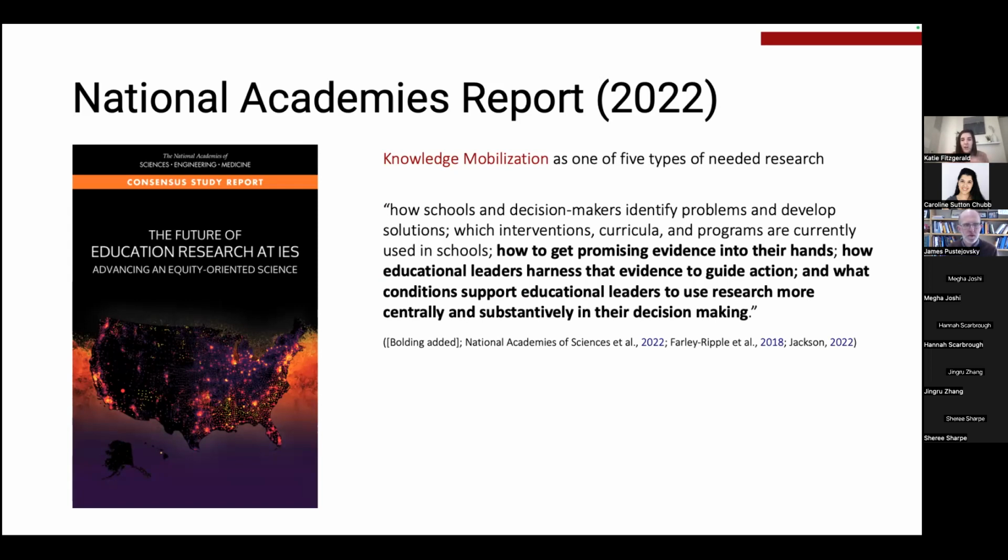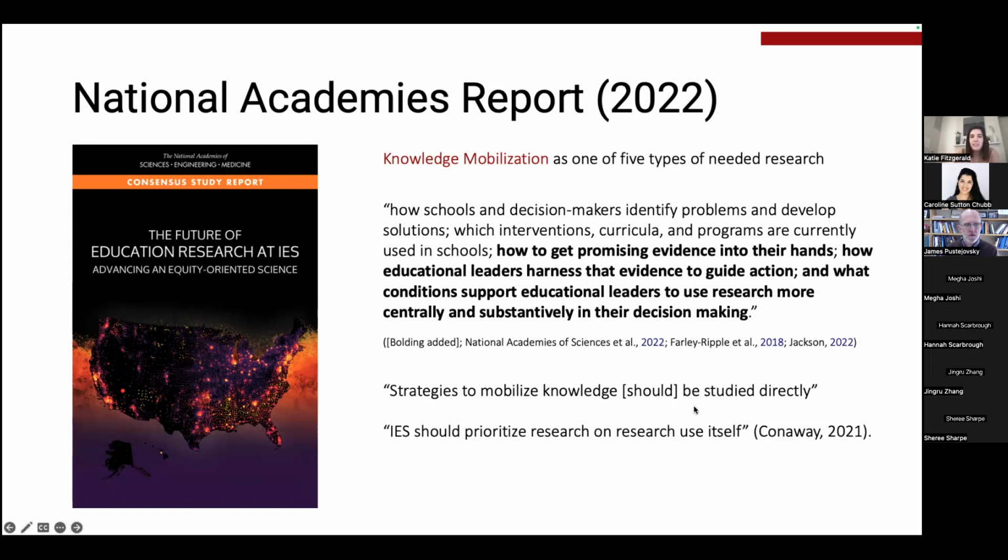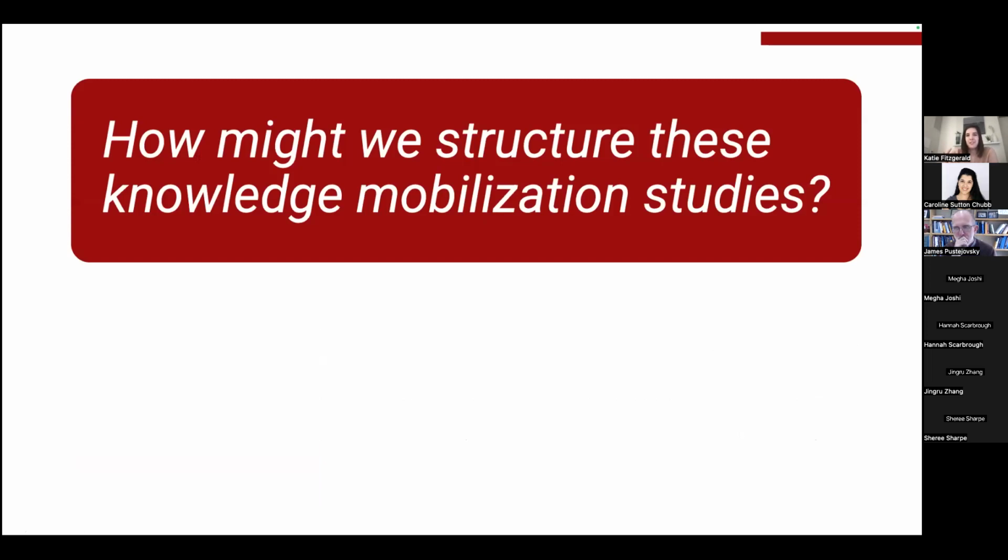And so they had this call in the report that strategies to mobilize knowledge need to be studied directly. Or another way of putting that is that IES, the Institute for Education Sciences, should prioritize research on research use itself. And so in addition to trying to tackle some specific data visualization problems, Beth and I wanted to respond to this call of knowledge mobilization more broadly. So we were really trying to answer the question, how might we structure these knowledge mobilization studies? If this is something worth studying, how do we go about studying it?